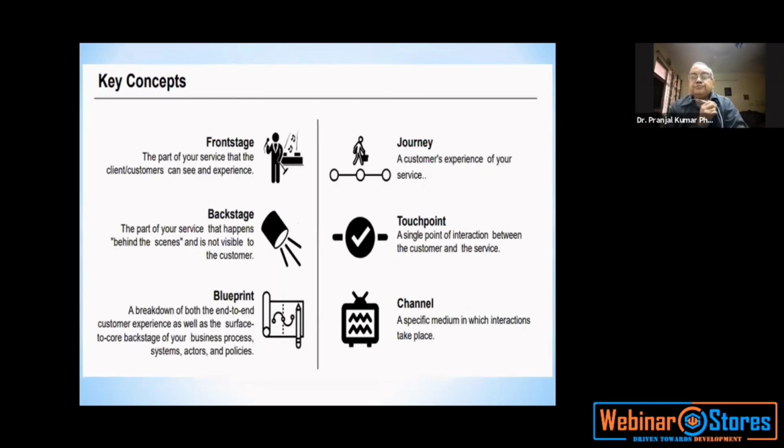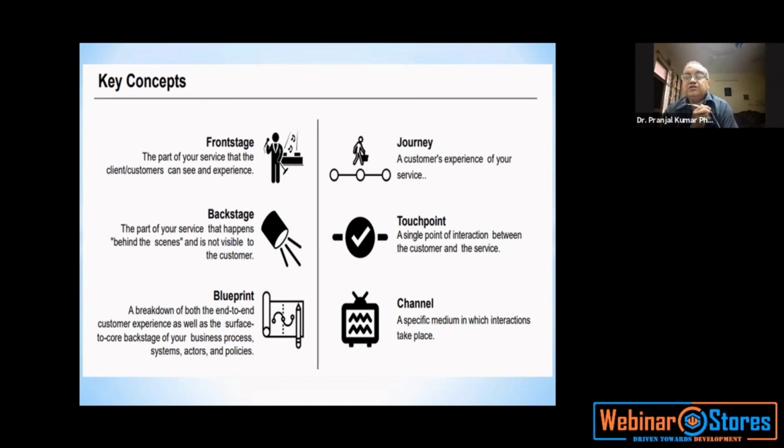Next slide. These are the key concepts mostly used in design thinking. First is the front stage. Front stage means the part of your service that customers and clients can see and experience. Then we have the concept called backstage. The backstage is the part of the service that happens behind the scenes, like in movies, the singer is basically the backstage. Then we have the blueprint, a breakdown of both the end-to-end customer experience as well as the surface to core backstage of your business process, the entire business blueprint.